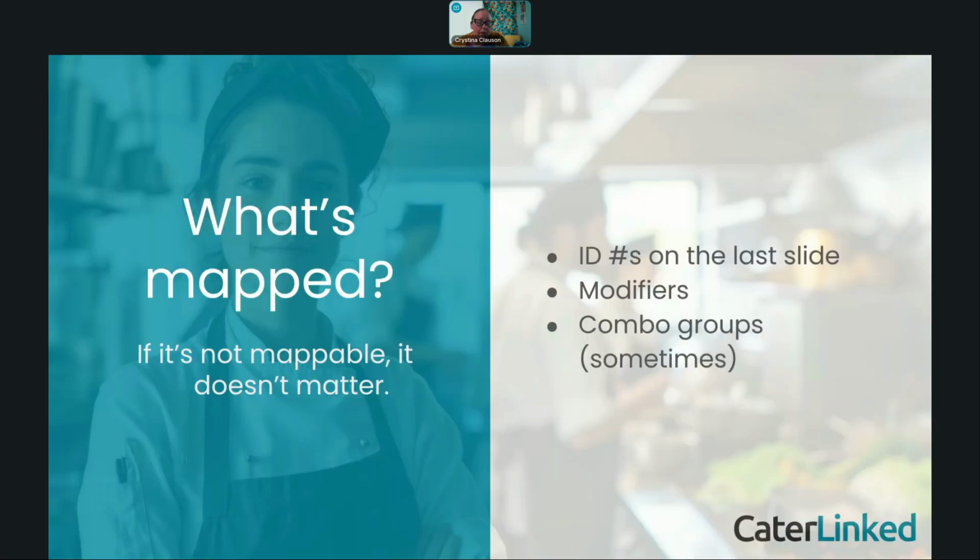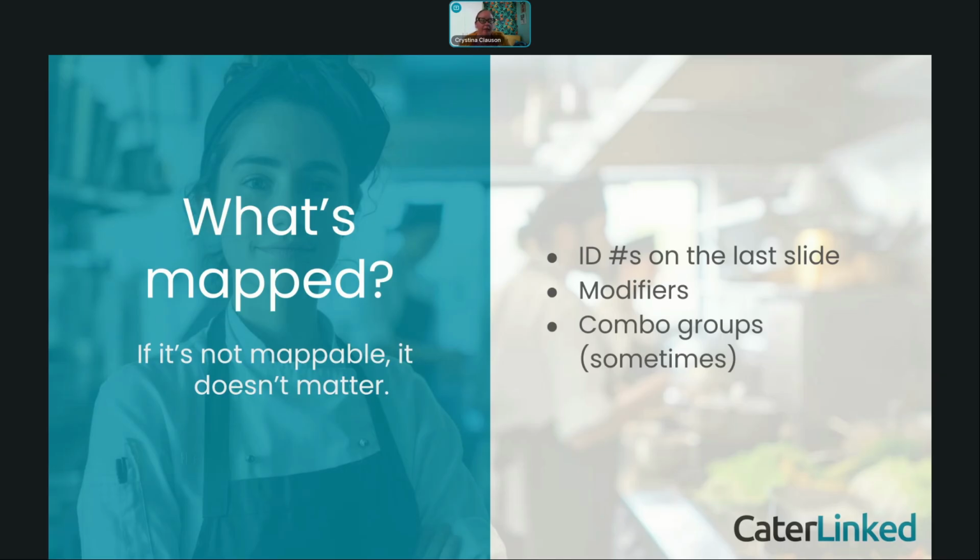So, what is mapped? What things are mapped? The ID number, or that number, the 1001 that I showed you in that last slide, those are the numbers. Modifiers are mapped, and they usually have their own ID number. Sometimes a combo group number will be mapped. More people use an item and condiment situation in their point of sale than combo groups. You guys probably won't run across it very often.